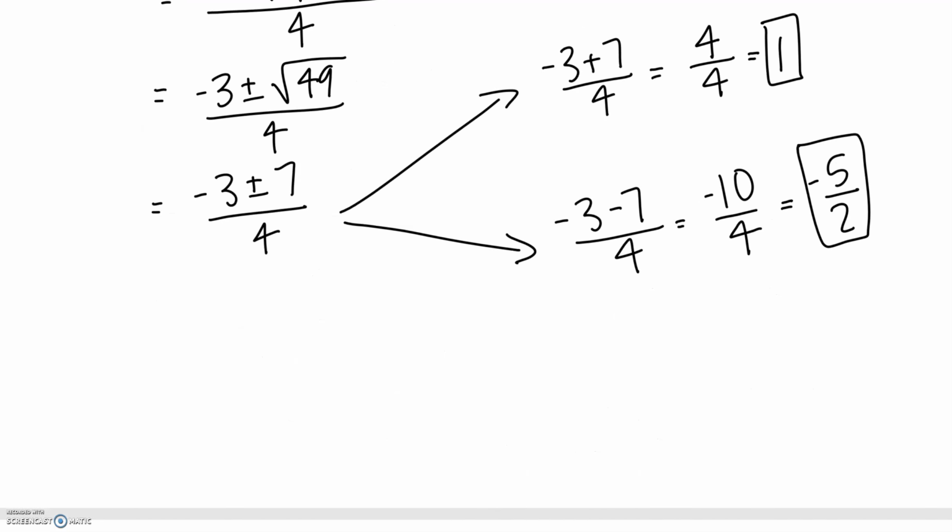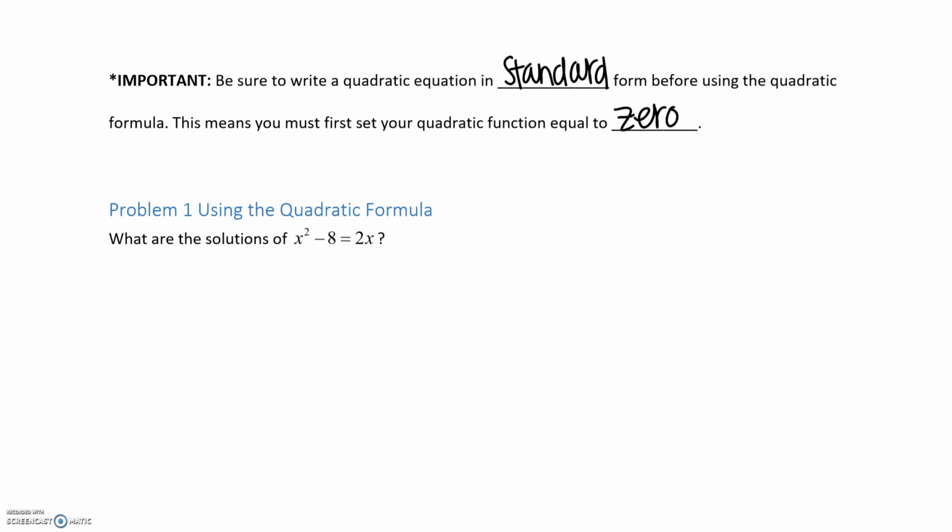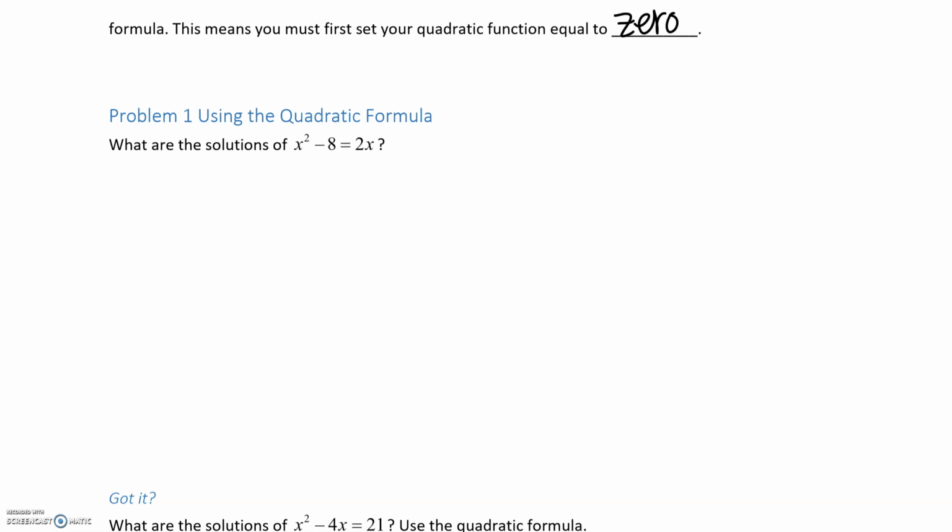Okay, so if we go to our next page, we want to make sure that we are writing our quadratic equation in standard form before we use the quadratic formula. That means that we have to set our quadratic function equal to 0. So for this first problem, we need to set everything equal to 0. We are going to subtract this 2x to the other side, which gives us x squared minus 2x minus 8 equals 0.